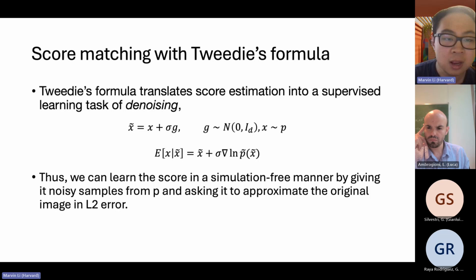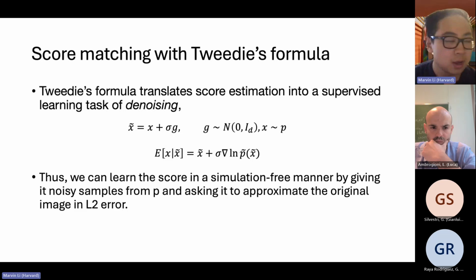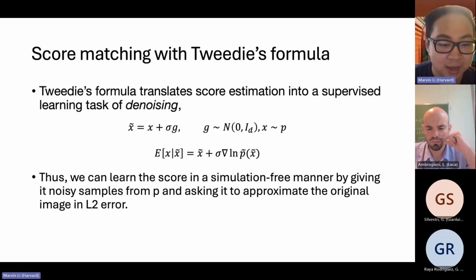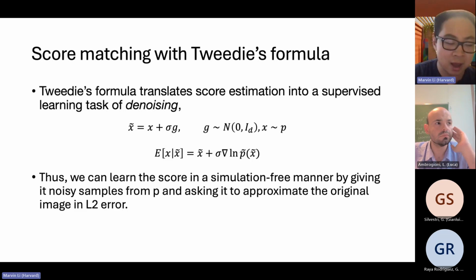So what we want to compute is the score. How do we actually compute the score? It turns out Tweedie's formula relates the problem of computing the score to the problem of denoising. Let's say I give you some x from some unknown distribution and some noisy sample g, and I give you x plus sigma g, to produce a noisy sample. If you want to compute the conditional expectation of x given its noisy version, then you basically just take the noisy version and include some small term that represents getting closer to the score.